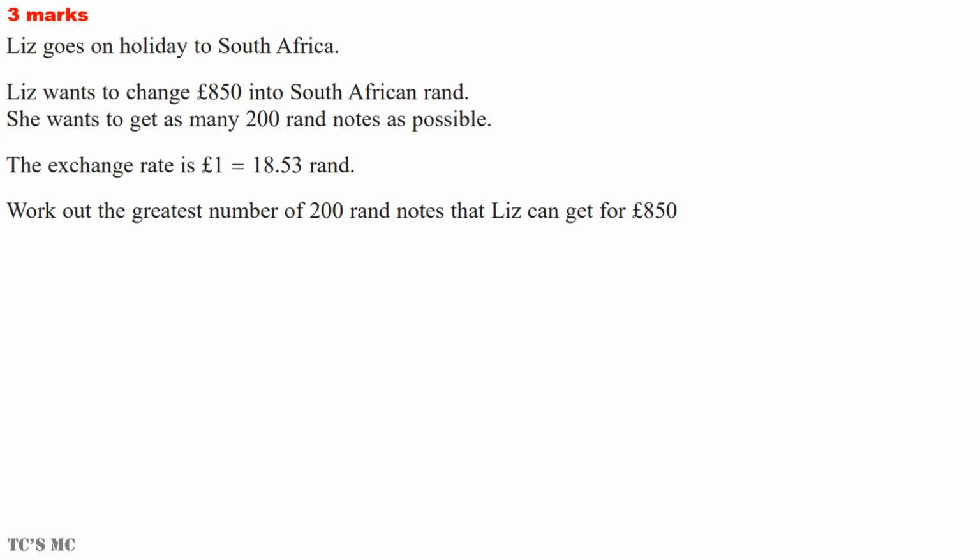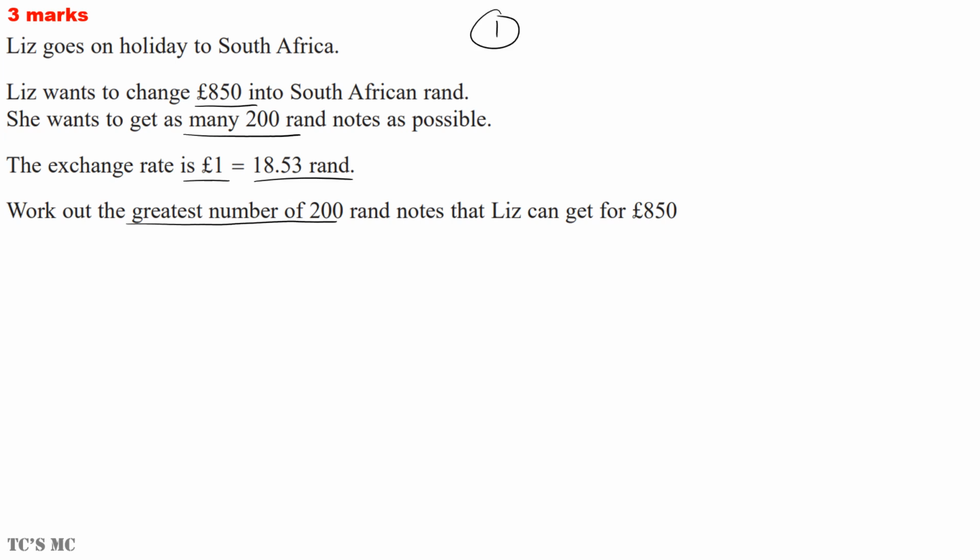Liz goes on holiday to South Africa. Liz wants to change £850 into South African rand. She wants to get as many 200 rand notes as possible. The exchange rate is £1 to every 18.53 rand. Work out the greatest number of 200 rand notes that Liz can get for £850.